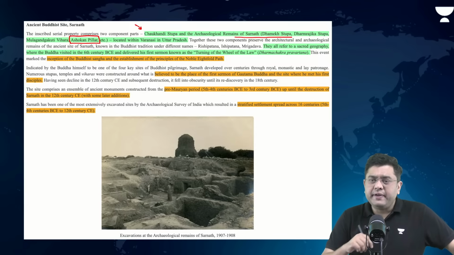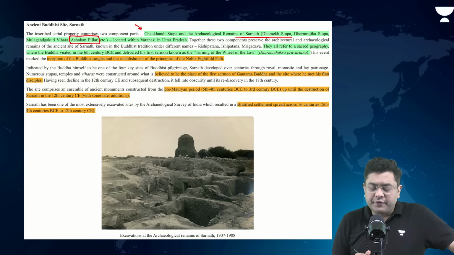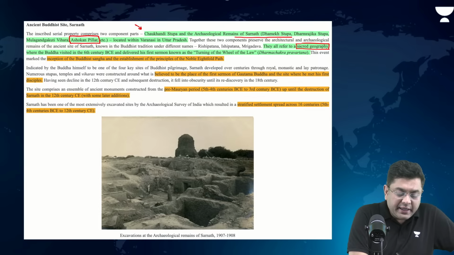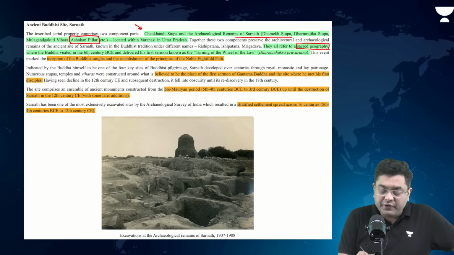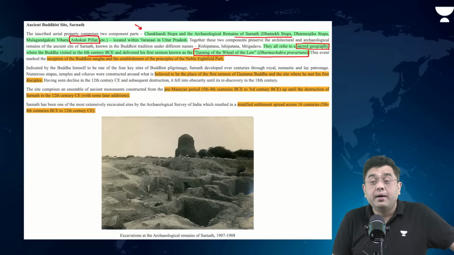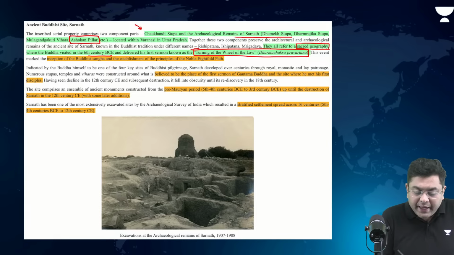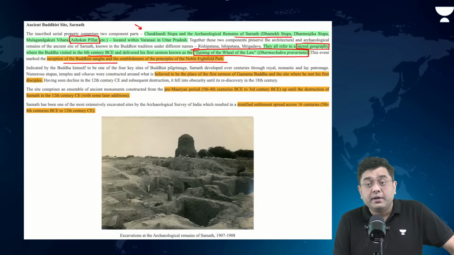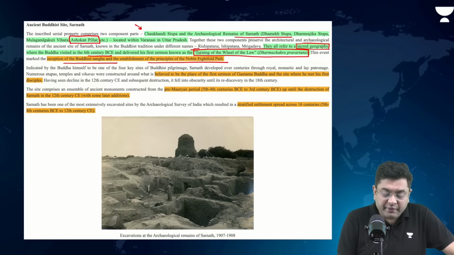Now, here, by the way, the prelim-centric portion of Sarnath. They all refer to a sacred geography where Buddha visited in the 6th century and delivered the first sermon, the turning of the wheel of law, Dharma Chakra Pravartan. This is where it marked the inception of the Buddhist Sangha and the establishment of the principles of the Eightfold Path that was provided.